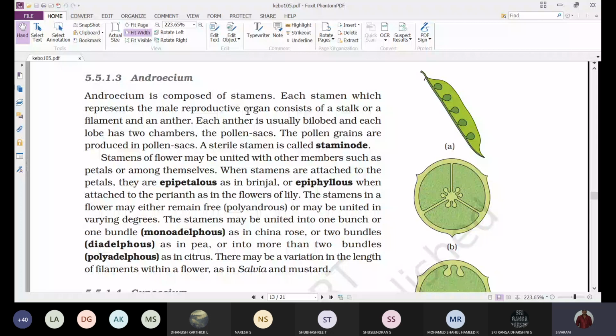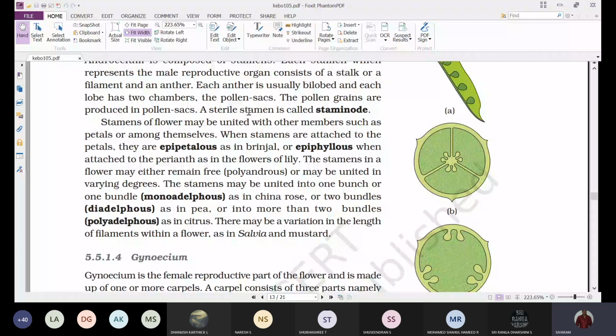Very, very important. A large number of times it has been asked in the NEET examination. A sterile stamen is called a staminode. That means if a stamen is unable to produce pollen grains, or does not have the ability to produce pollen grains, such stamens are called staminodes.